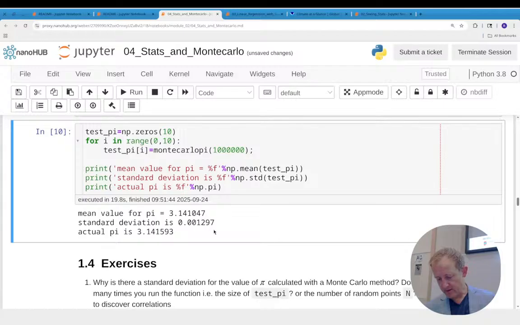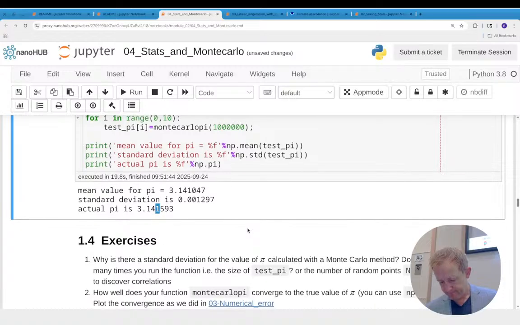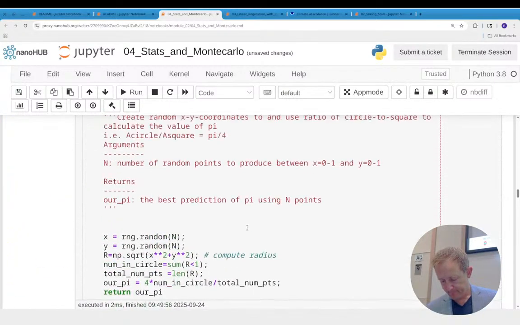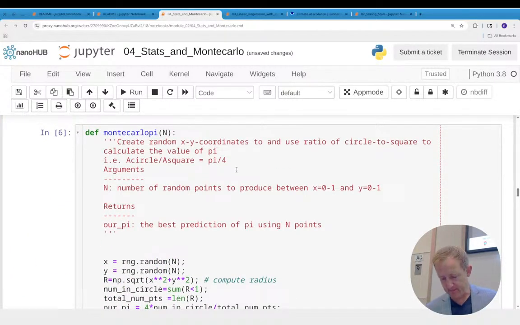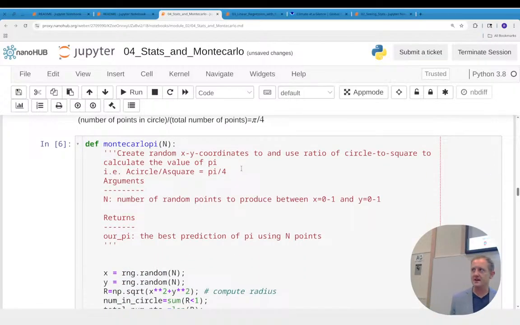3.14047. Standard deviation 0.001, which makes sense because by the time I get to the digit that's off, it's in that third decimal place. So that's it. If you run through these, you've done Monte Carlo to calculate pi. We'll use another method in the homework, and we can talk about that another time.